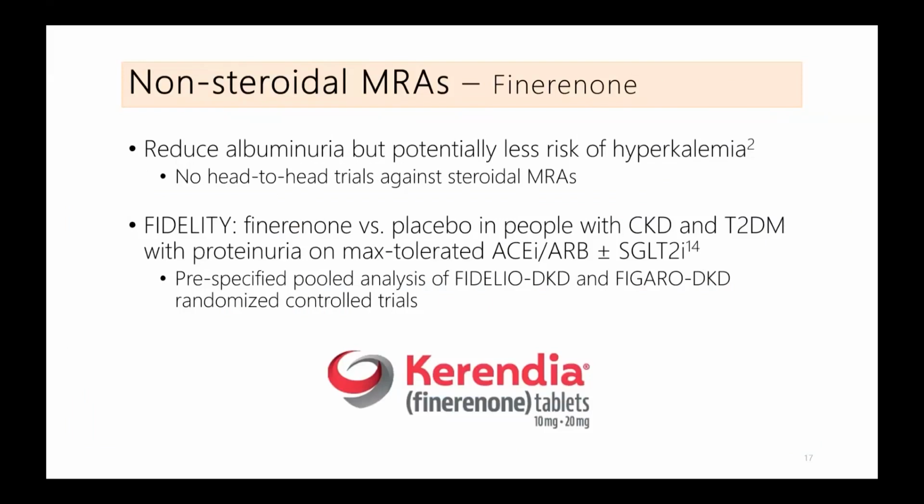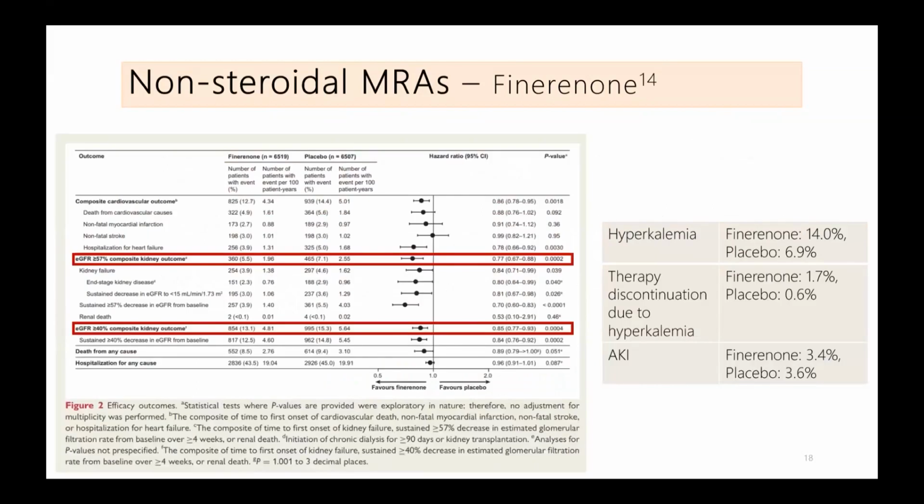FIDELITY, which Deanna did not cover, was a pooled analysis of these two RCTs that compared finerenone to placebo in people with CKD and type 2 diabetes with proteinuria on max tolerated doses of ACE inhibitors or ARBs, and then with or without an SGLT2 inhibitor. This is the forest plot of results from the pooled analysis. Anything on the left of the diagram favors finerenone, and then placebo would be favored on the right.